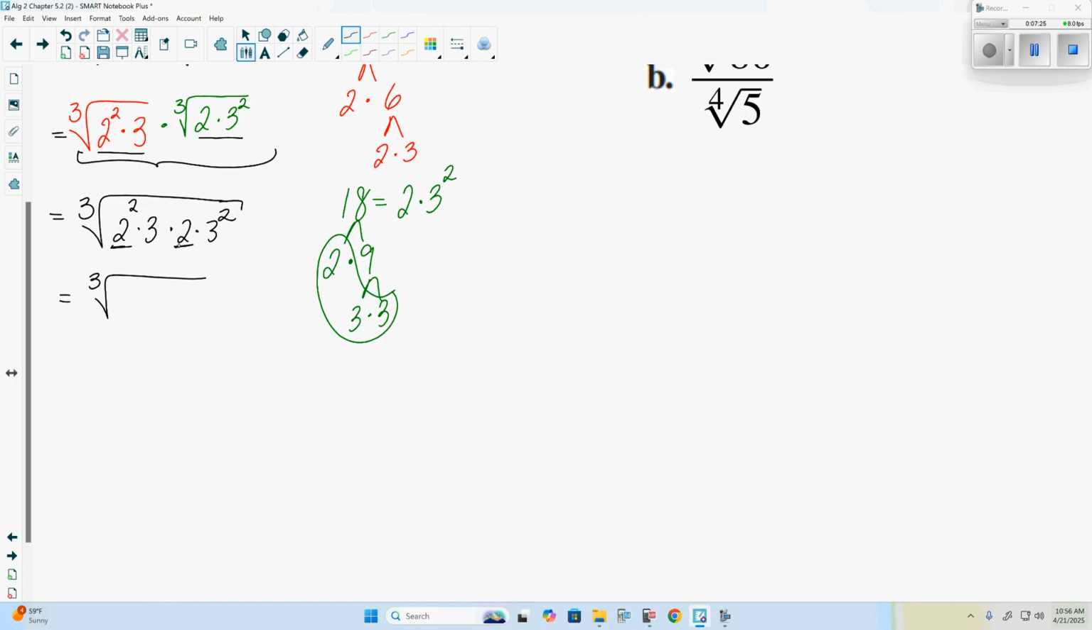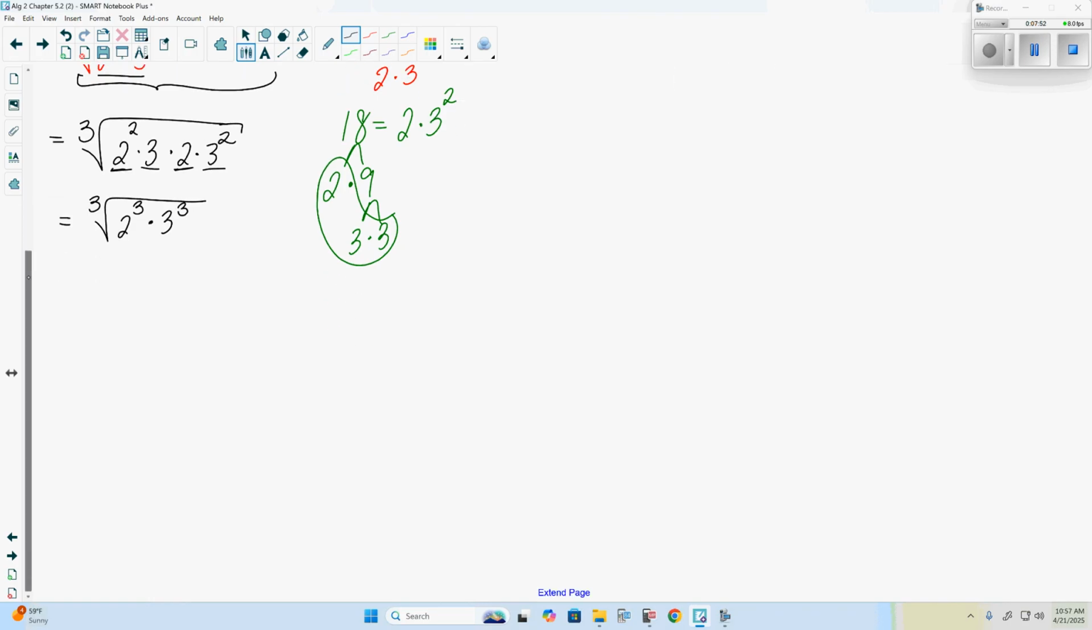we do have some like terms, like bases being multiplied. Our 2 squared and 2 would rewrite as what? 2 to the third. Our 3 times 2 squared, similarly, would be 3 to the third power. And I'm going to step this all the way out, because at this point we could simplify the cubed root of 2 to the third and the cubed root of 3 to the third.